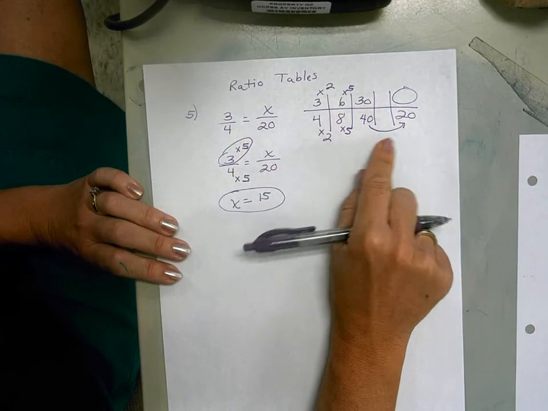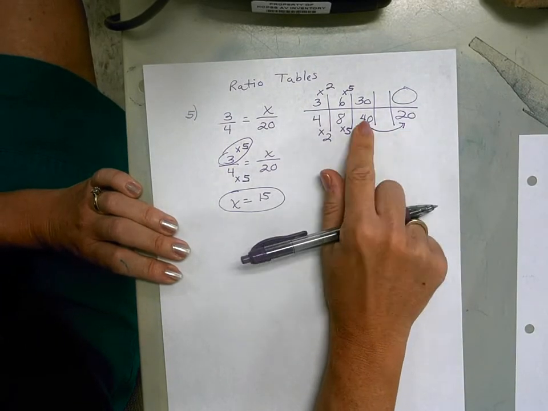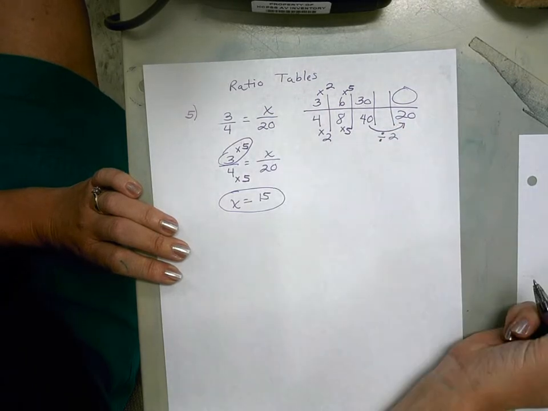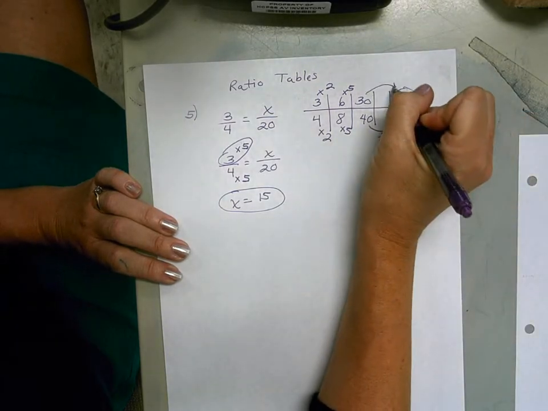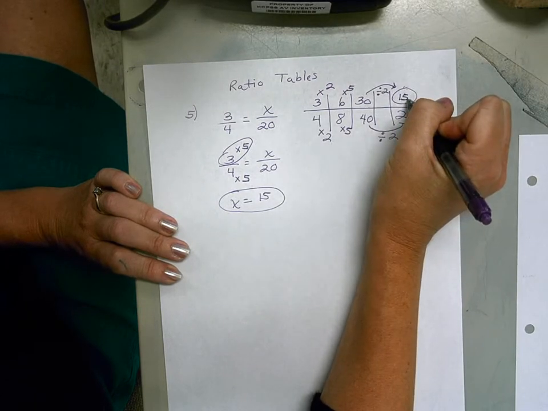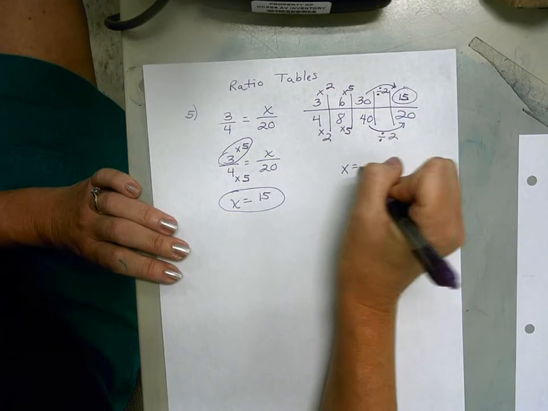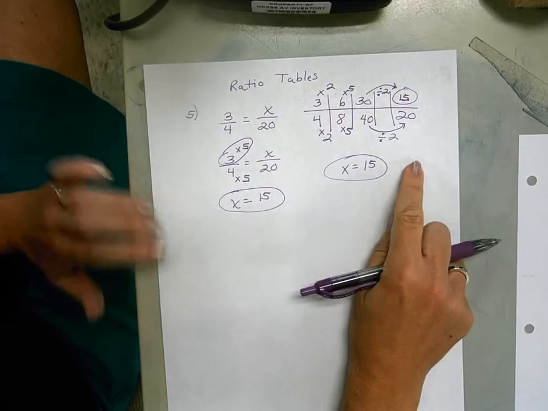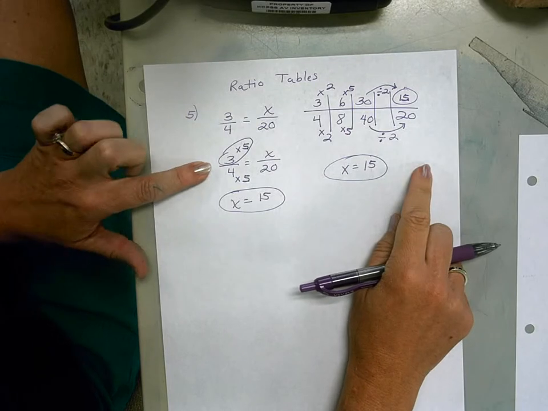40 is going down to become 20, which means I'm no longer multiplying, but I'm dividing. I'm dividing by 2. If I divide 30 by 2, I get 15. So my answer again is x equals 15. Same answer, using two different strategies.